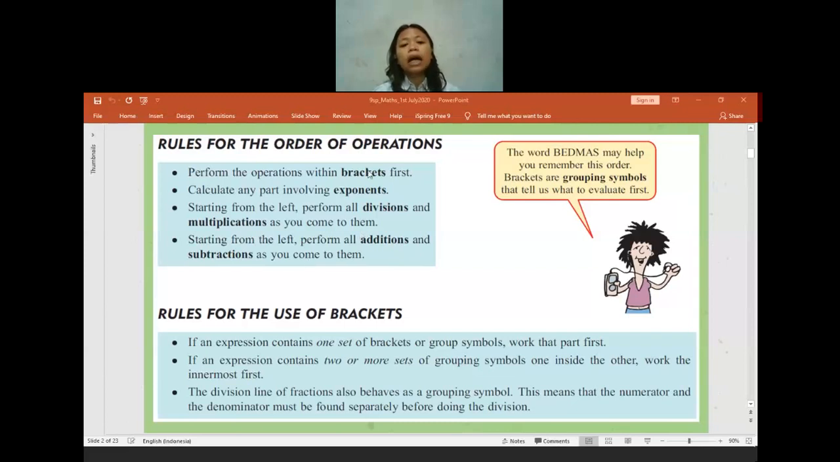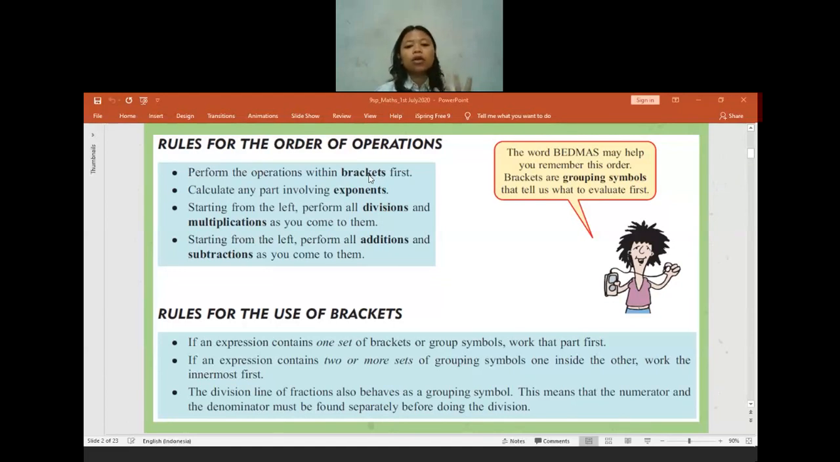But the order is brackets. After the bracket is done, you move to the exponent. If you don't know what an exponent is, it is like a power or any root. After that, we move to division or multiplication. After that, we move to addition or subtraction.